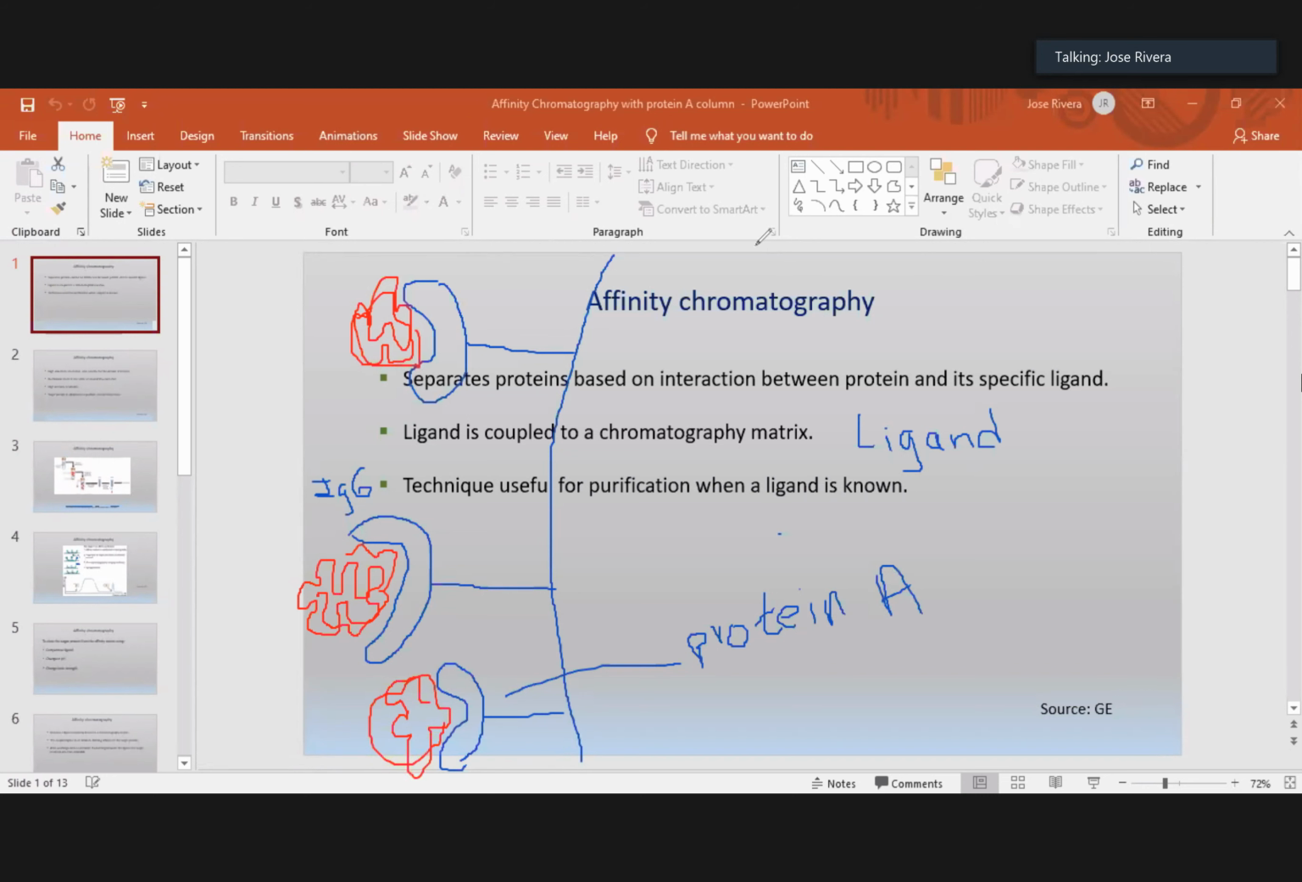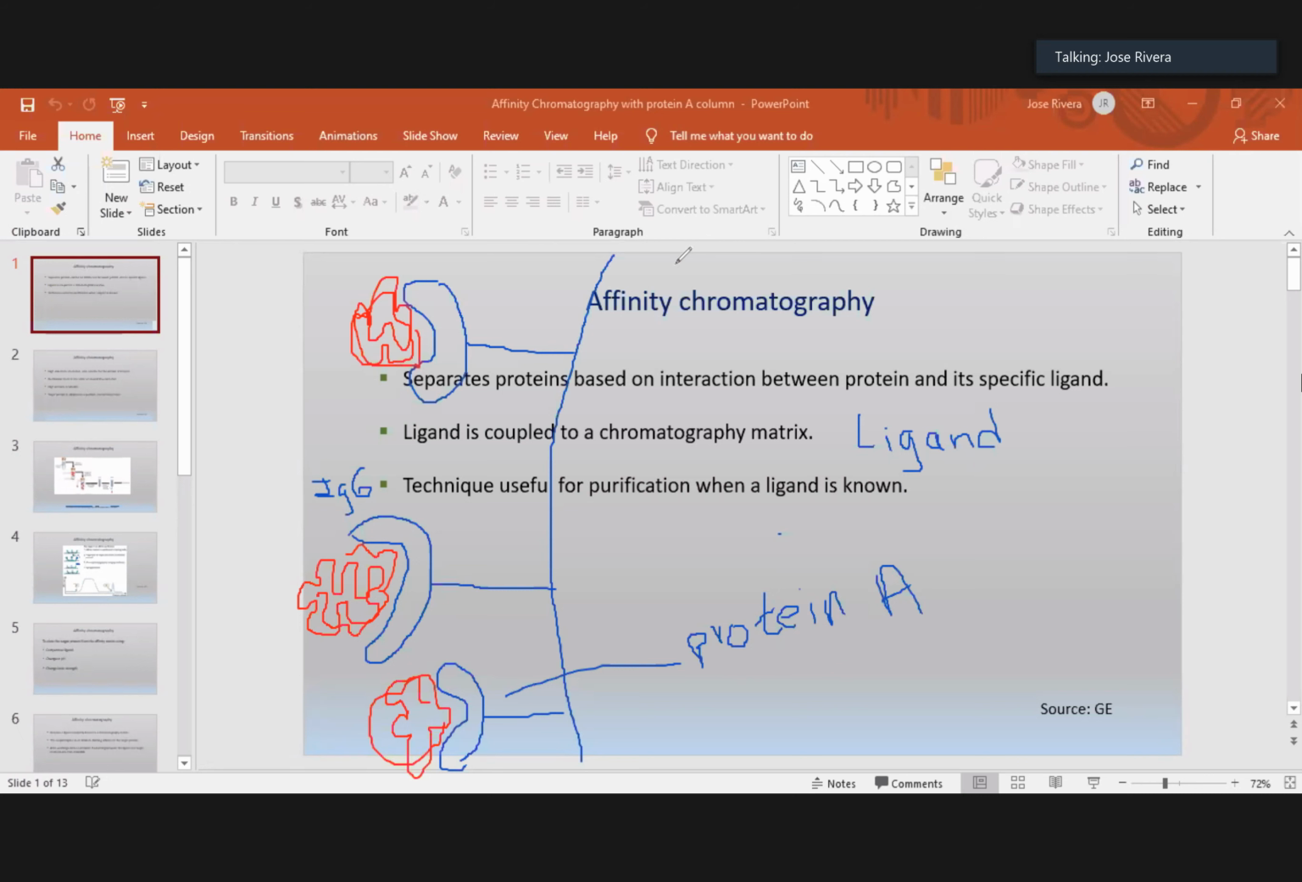What the salt does is that you have interactions between two molecules, and the salt breaks those interactions. So you have the ligand and your protein bound like this. You add very high salt, like sodium chloride, or even detergent, or a competitor that competes with the binding. Then your protein IgG is going to come off from the protein A, the ligand, and then you can wash it, and it will go to a tube where you pick up your purified protein.